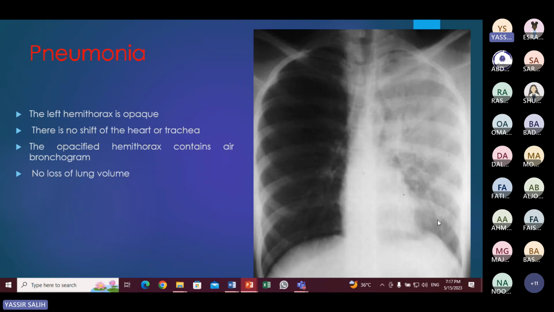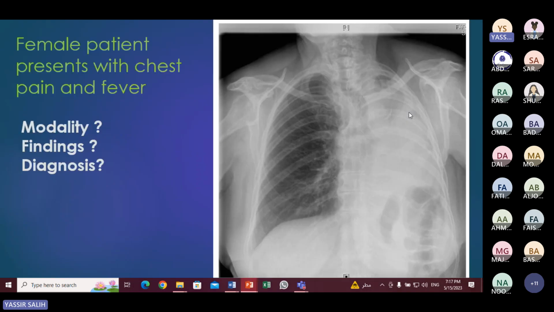So there is opacity with air bronchogram without deviation of the mediastinum and the trachea, and with normal lung volume. There is no decrease or increase in lung volume. So this is a pneumonia. Pneumonia involving most of the lobe, فبيكون لنا opaque hemithorax without shifting of the mediastinum or the heart or the trachea, and with opacity with air bronchogram without loss of lung volume.